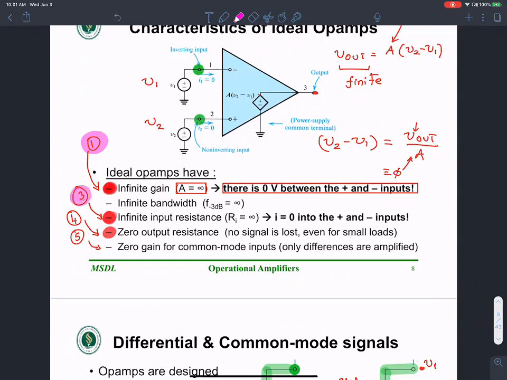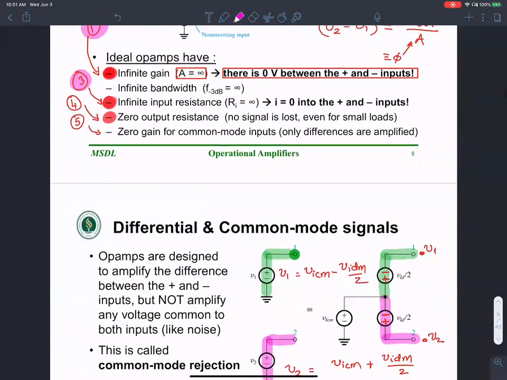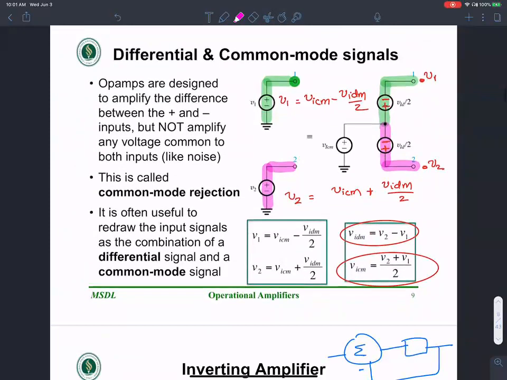The second assumption is that the current going into the terminals of the op-amp is zero. Okay, and then the third assumption, fourth assumption, so on and so forth. But we use two of those, especially number 1 and number 3 when it comes to calculations. Okay, then we defined differential mode signals and common mode signals. In very simple terms, the average of two inputs is called the common mode signal. The difference between them is called the differential mode signal. That's all there is to it.